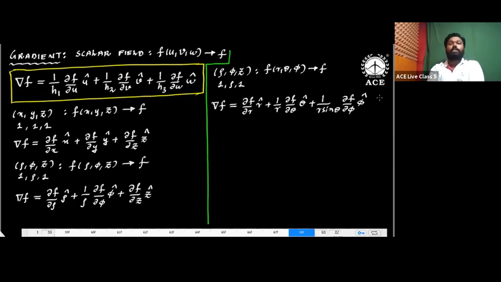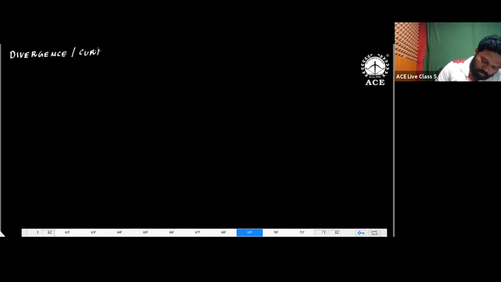Clear? We are left with the three more operators. Let me finish that one. I'm going to turn the page here. Divergence and curl, which are defined for the vector field. Clear? So let us consider the divergence. Divergence and curl both are defined for what? A vector field.